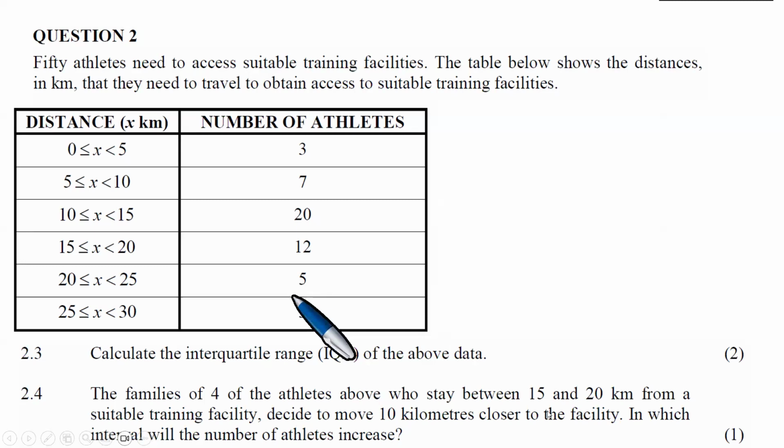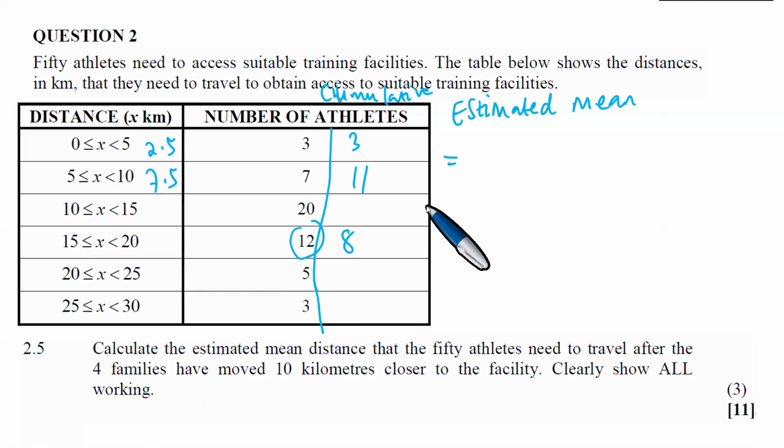So now here, from the 12, we subtract 4. So it's going to be 8, because those families of the 4 athletes moved from here. Now they're here, so we added 4. So it became 7 plus 4, which is 11. Then we have 10 plus 15, divided by 2, which is 25, divided by 2, 12.5.